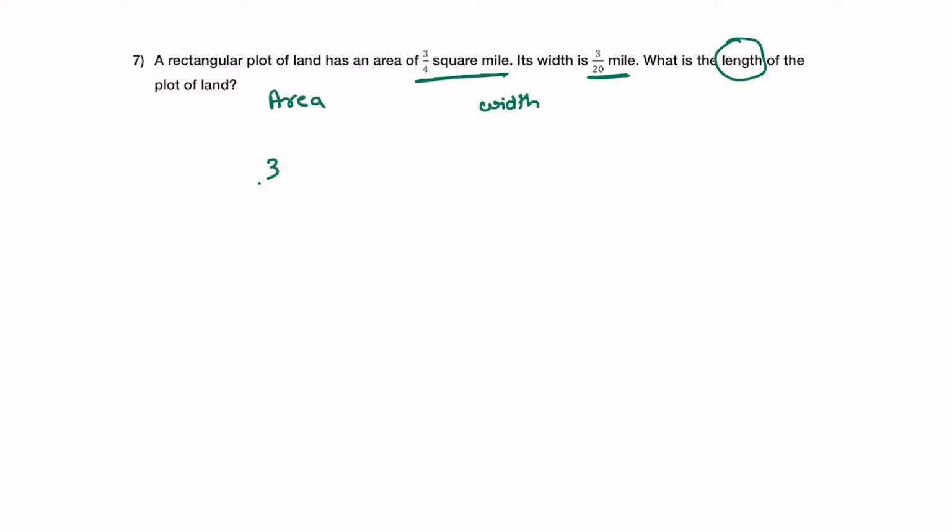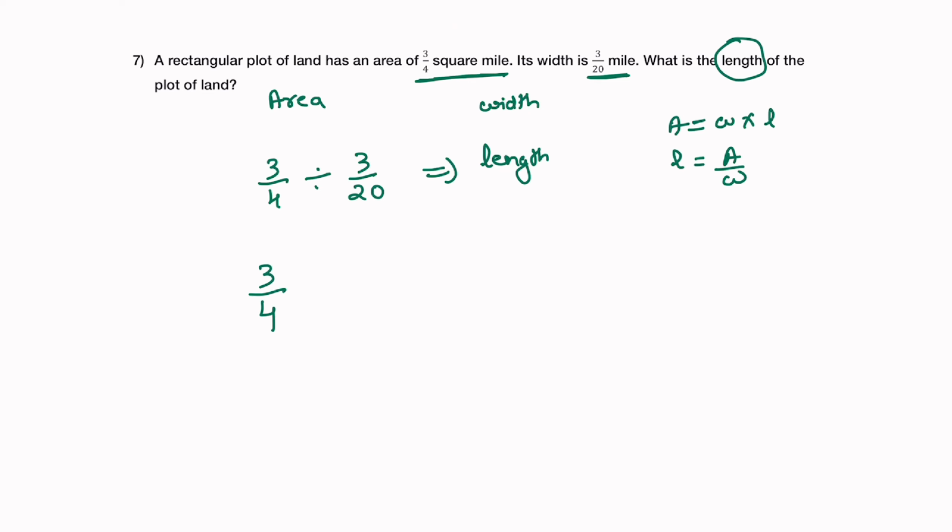Area is 3 by 4, which we divide by the width, that's 3 by 20, to get the length, right? Because area would be width times length. So if we rearrange, length would be area upon width. So let's rewrite our equation. We say 3 upon 4 as it is. Division becomes multiplication and we inverse this, that's 20 upon 3. 3 times 1, 3 times 1. 4 times 1, 4 times 5. That means we have 5 as the answer. So the length is 5 mile.